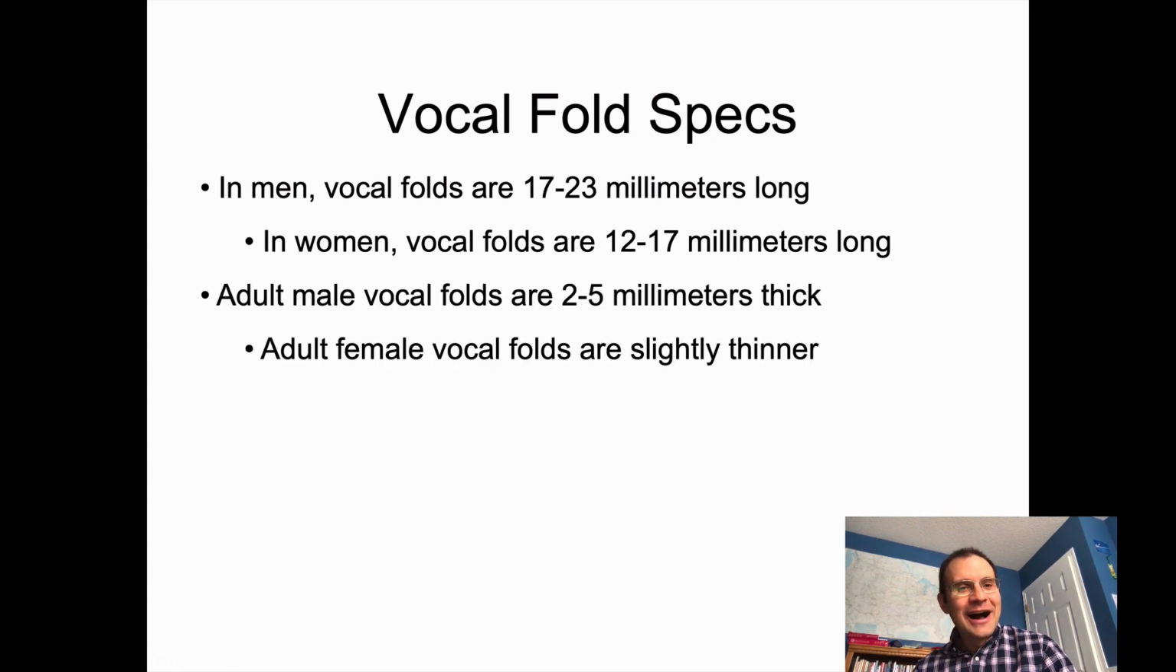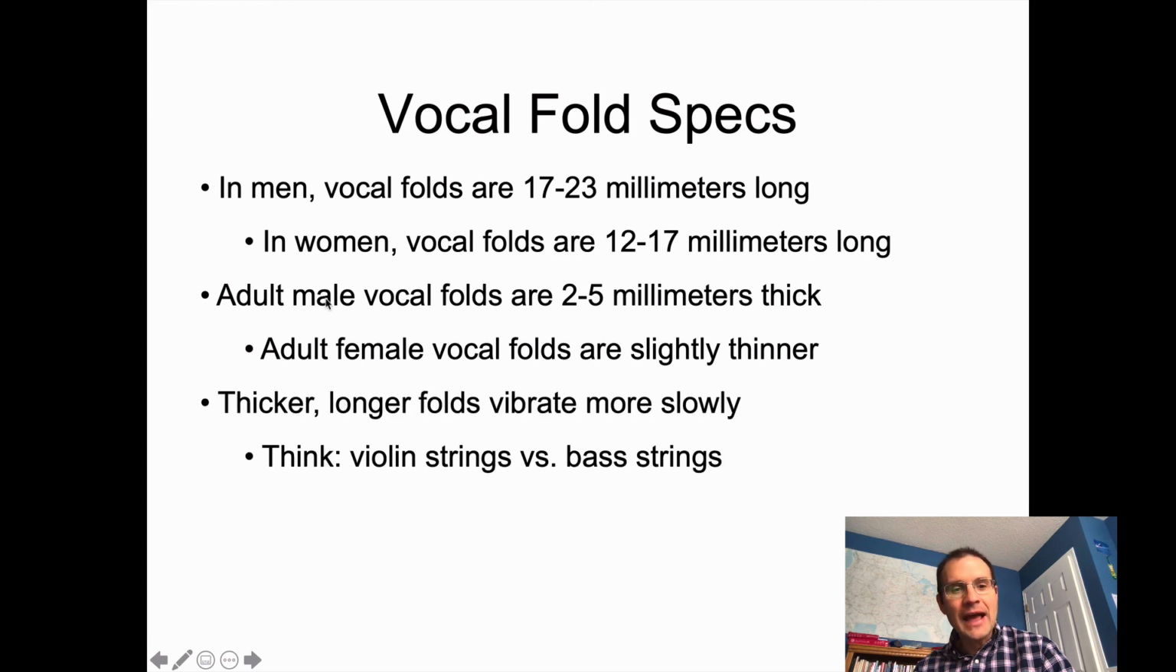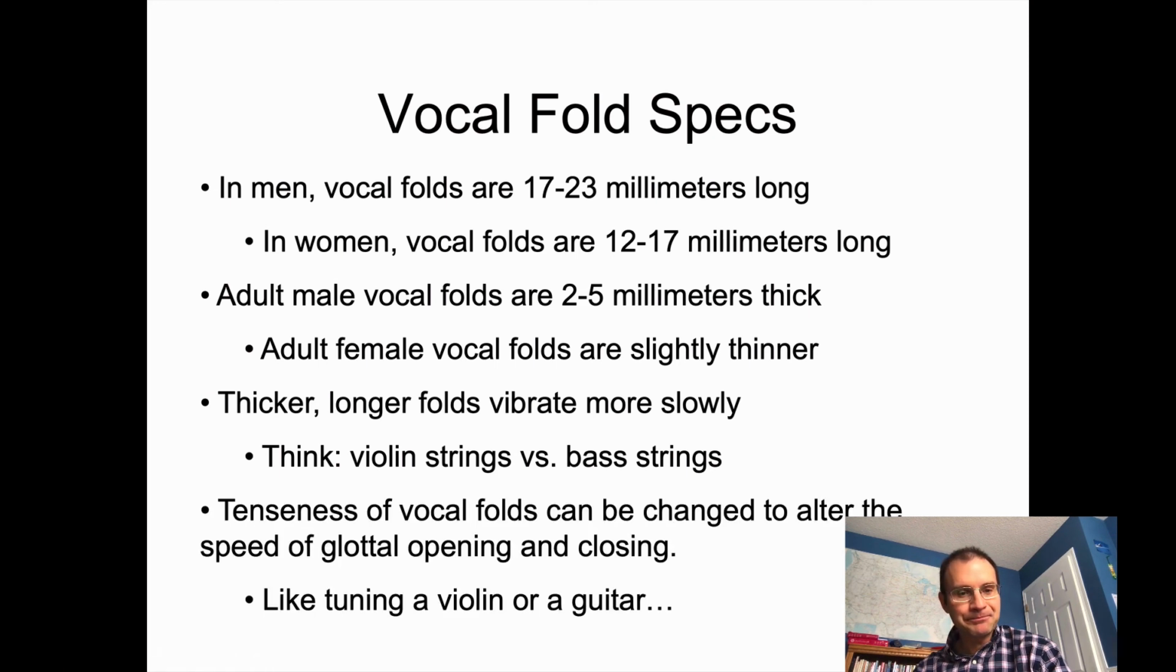It's amazing. In adult male speakers, vocal folds are about 2 to 5 millimeters thick, and then adult female vocal folds are slightly thinner than that. And I mentioned this analogy before, but longer folds are going to vibrate more slowly, so you can think of violin strings versus bass strings. That's the other kind of dimension. Just like in a violin, you have shorter strings altogether. Bass strings are very long, 4 or 5 feet long. I don't know exactly how long, but in addition to being thicker, they're longer as well. And same applies to, say, male speakers versus female speakers. Male vocal folds are going to be longer and a little bit thicker.